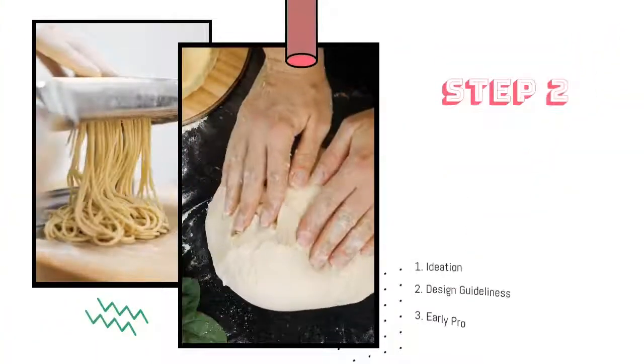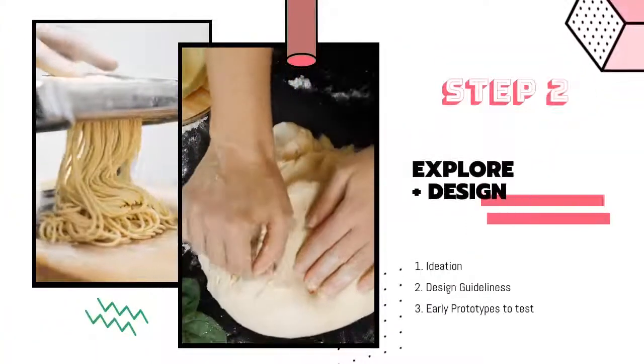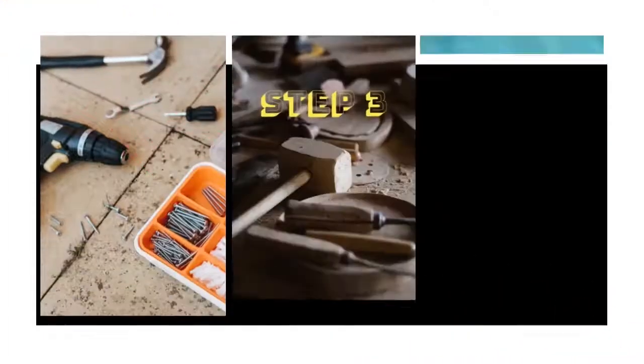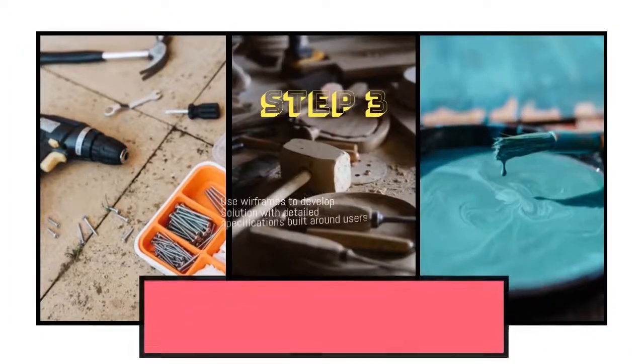Then we are going to get those prototypes, test them with our users and get their feedback. So this is the explore and design phase, where we create early prototypes and test them with users. Then we are moving to the implementation stage.